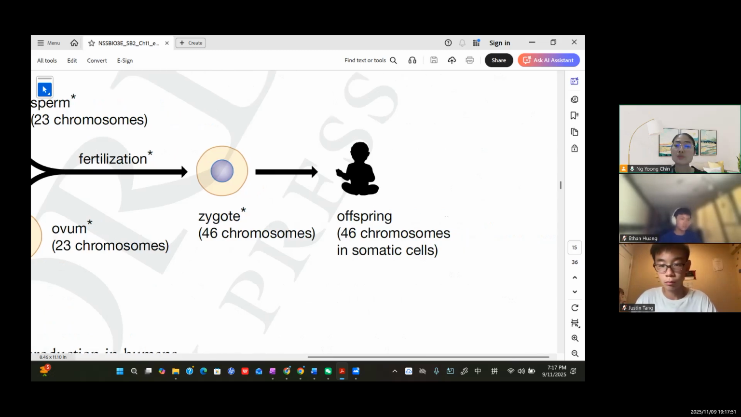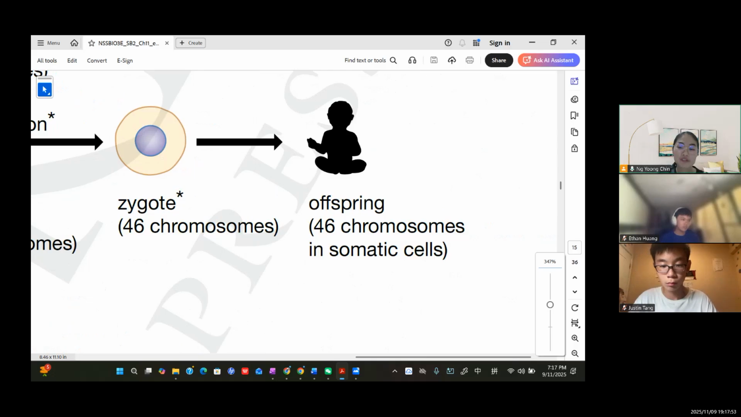So like this in the offspring, right? In every one of their somatic cells. What is meant by somatic cell? A somatic cell refers to a body cell. Okay, for example, your skin cell, liver cell, bone cell. So those are somatic cells. So in all of your cells, inside the cell they have 46 chromosomes.